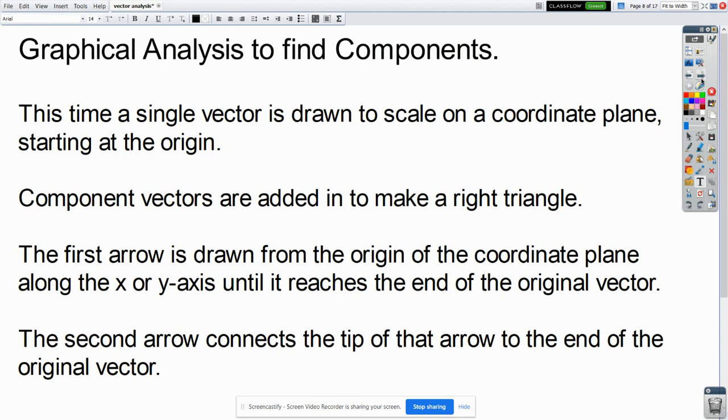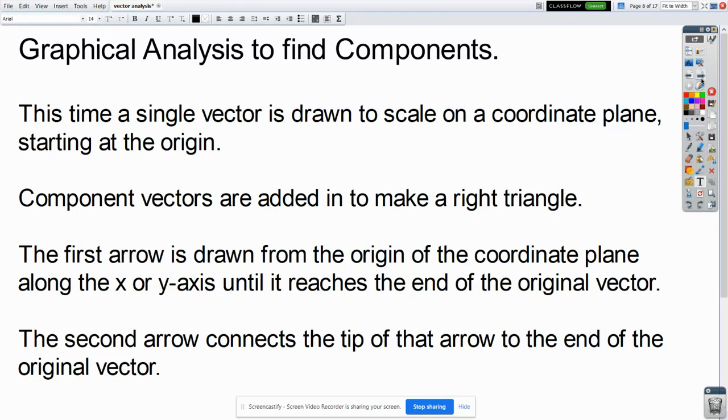I also need to show you how to use graphical analysis to find the component vectors, the x and y parts of a single vector drawn at an angle. This time you're just going to have one vector that you're starting with. You have a single vector that you're going to draw to scale at the correct angle on a coordinate plane, starting at the origin again.